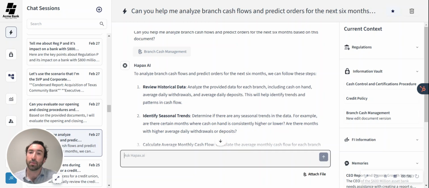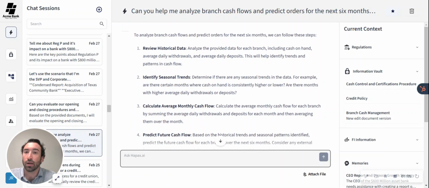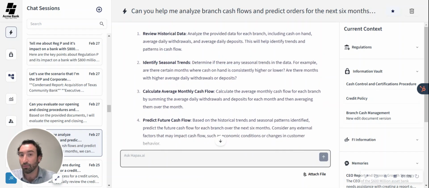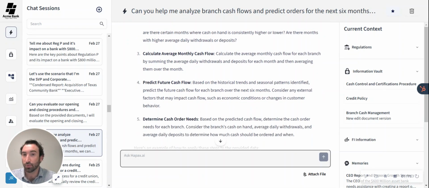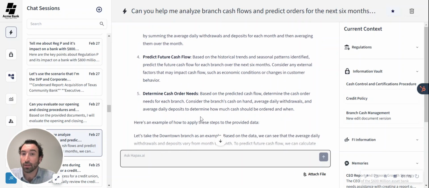But Hapax, what it's going to do is it's going to say, to analyze branch cash flows and predict orders for the next 6 months, here are the steps that I'm going to follow. Review the data, identify the different trends, calculate the average monthly cash flow, predict what that cash flow is based on those trends, and then provide cash order needs and a recommendation for those needs based on the data.